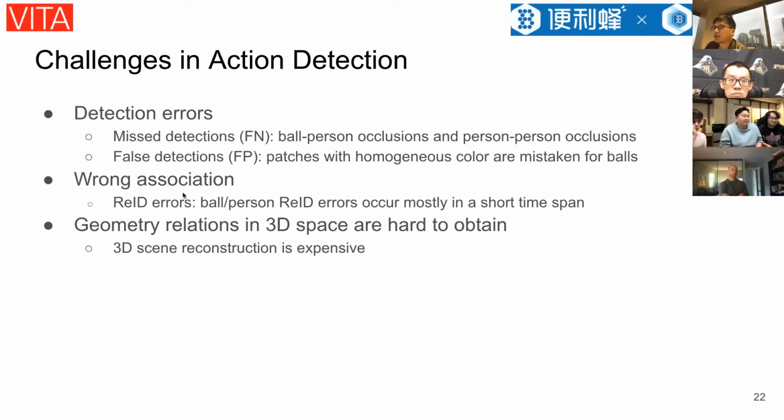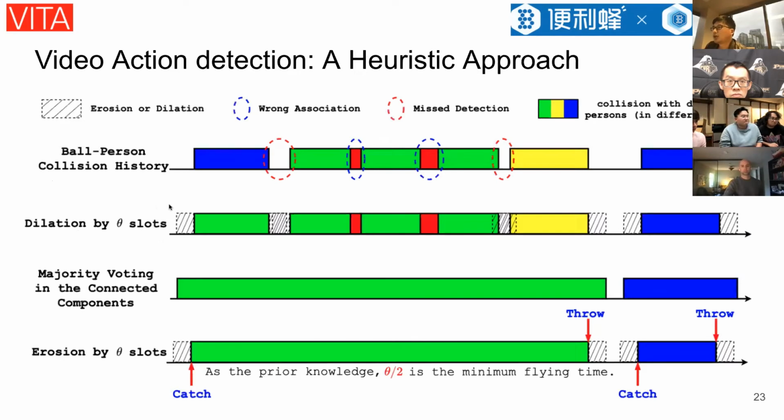The second major challenge would be wrong association. It results from the re-ID. For example, given an image, if a person is occluded by another person, our association would make mistakes. The third challenge is that, because we want minimum energy cost, it's very hard to do 3D scene reconstruction. It's very expensive. And because we cannot do 3D scene reconstruction, reasoning about the relations between persons and balls is very hard. So we propose a heuristic approach.